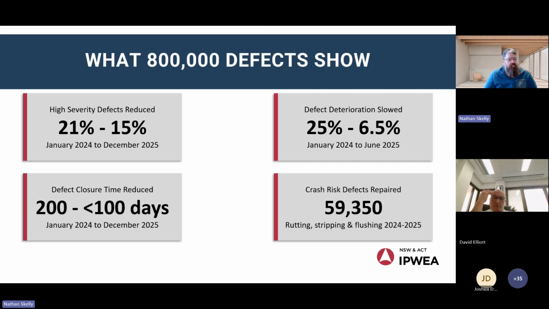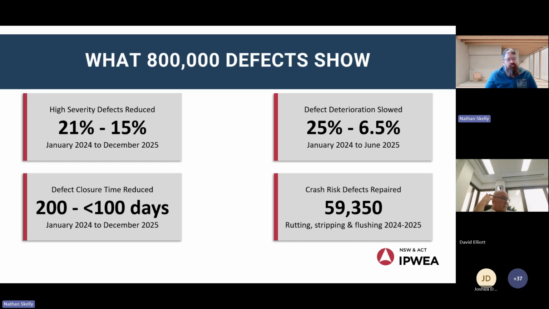High severity defects, so those that are severity 3, 4, and 5, decreased over time. So that would indicate the road network's getting better. Now, is that because we're doing better maintenance? Difficult to say. It could be because it hasn't rained. We couldn't really account for that part of it.